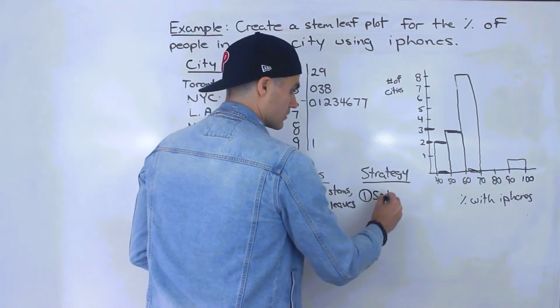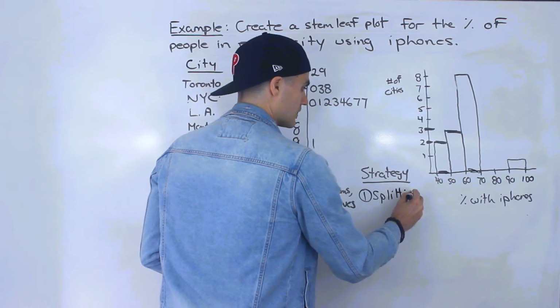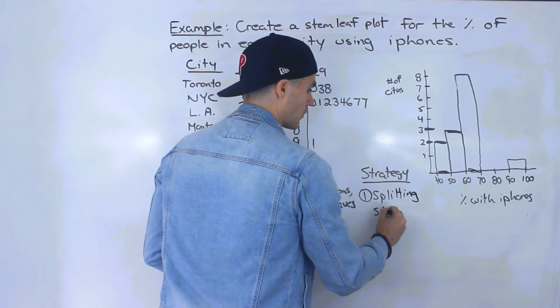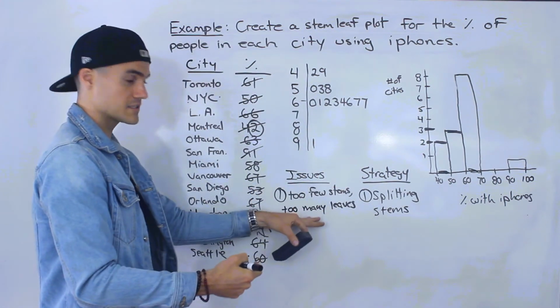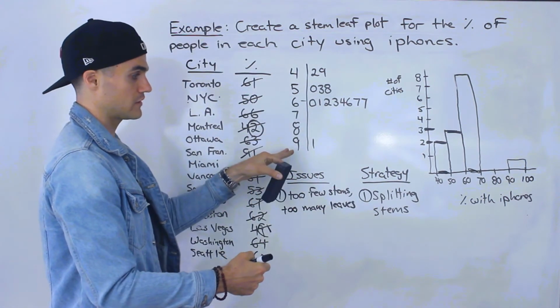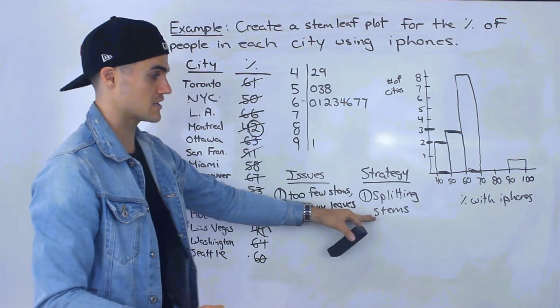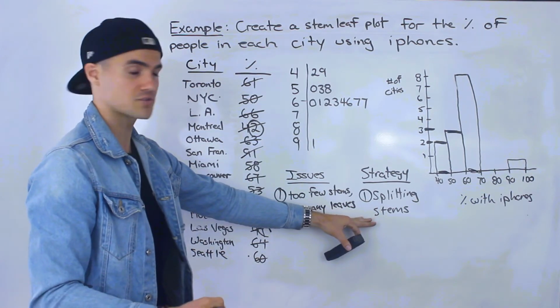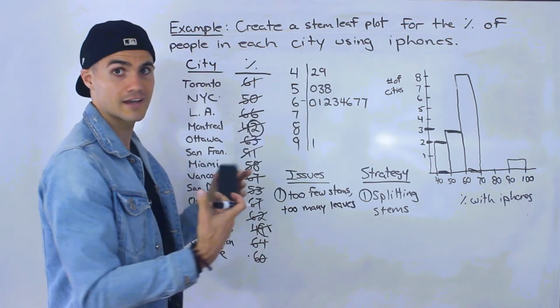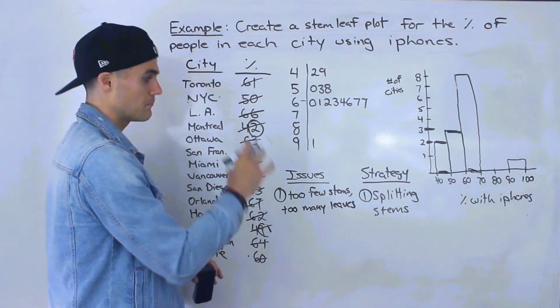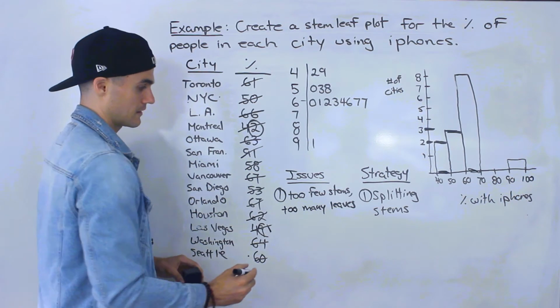The strategy to fix this is called splitting stems, which is what we're actually going to do in the next video. I'm going to do an example where we run into this issue when we make a stem leaf plot, and I'm going to show you how to fix it using this strategy, where we do something called splitting stems, which is going to make the stem leaf plot nicer to look at and better to analyze.